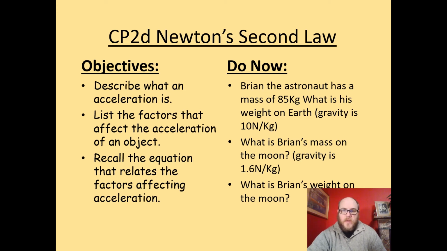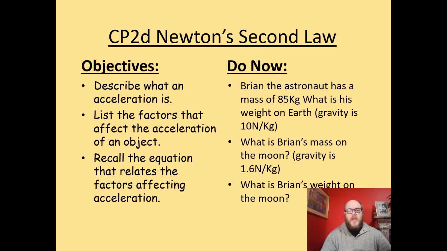Welcome back. So Brian, the astronaut, has got a mass of 85 kilograms. What is his weight on Earth? And we have to remember that gravity is 10 newtons per kilogram. So what is his weight? Well, we have to use the equation weight equals mass times gravity. And later on, I'm going to prove to you that that's actually Newton's second law. So weight equals mass times gravity. Gravity on Earth is 10 newtons per kilogram, and his mass is 85 kilograms. So his weight on the Earth is simply 850 newtons.